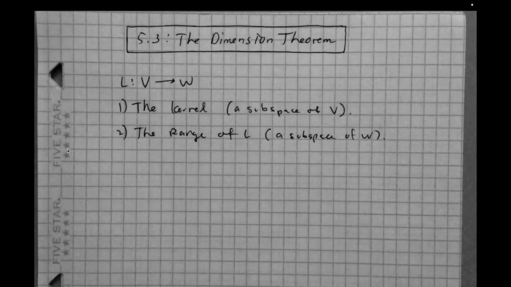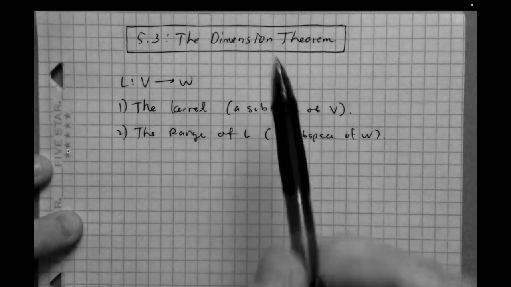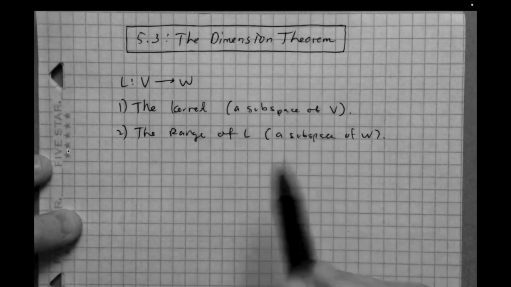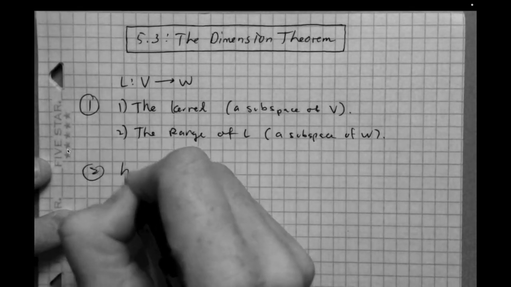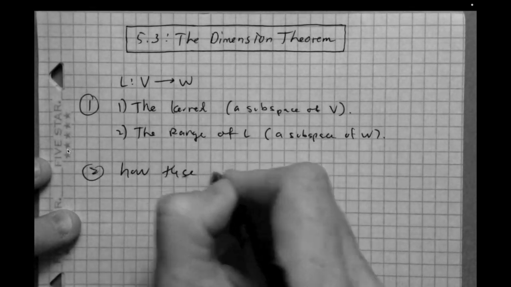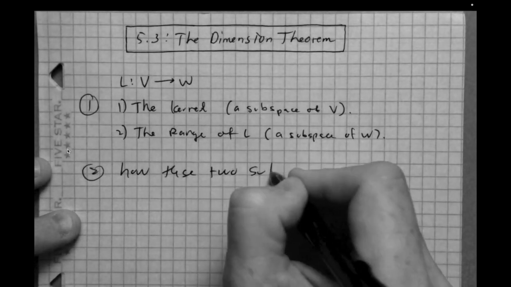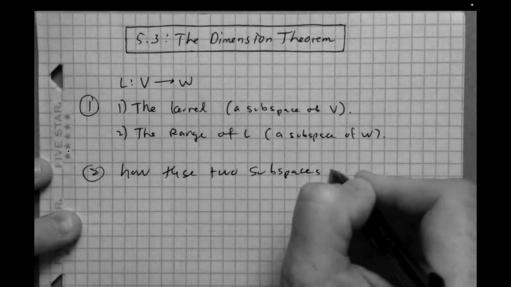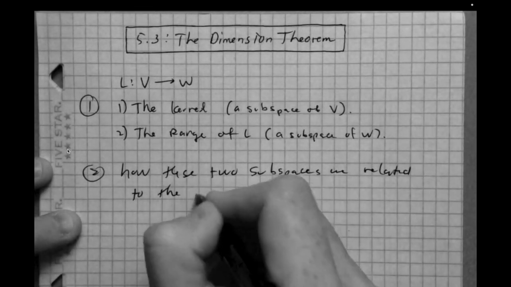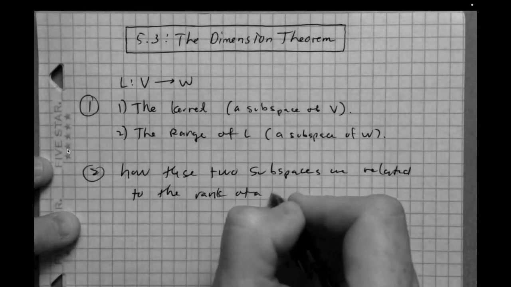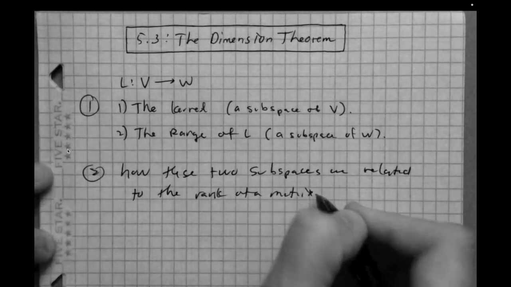Those two subspaces are the key ingredients of the famous dimension theorem. So first we'll do this. Secondly, we'll talk about how these two subspaces are related to the rank of a matrix. Okay, so we'll get to that.